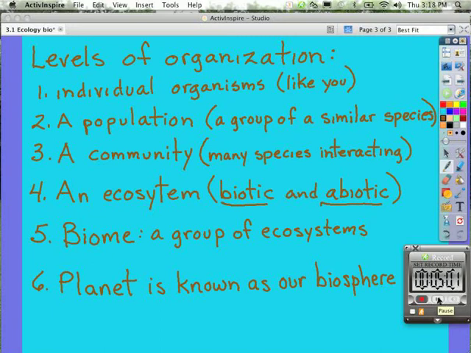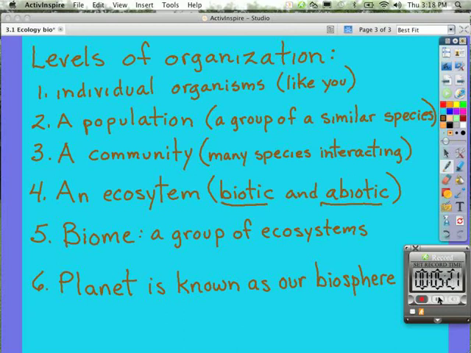These are the 6 levels of organization for ecology as we study it. And this sounds like a test question to me. What are the 6 levels of organization studied in ecology? Biotic and abiotic factors. So what are biotic and abiotic factors?